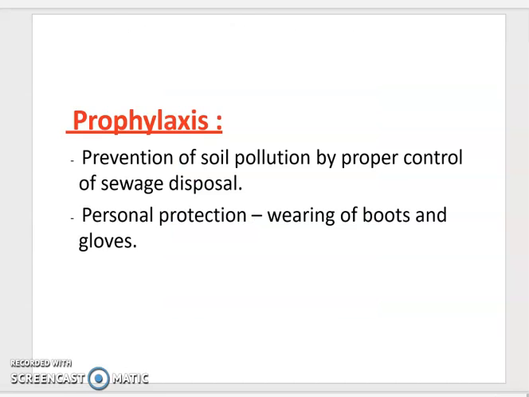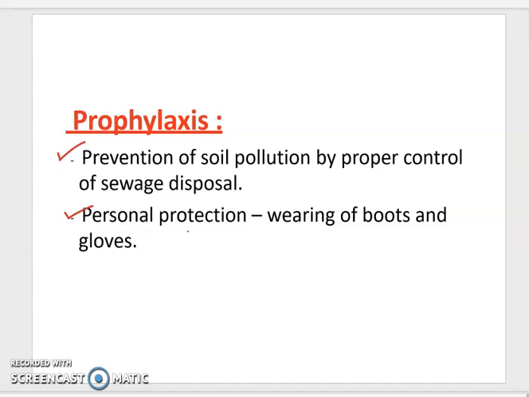Then, as for prevention or prophylaxis, what we can do is prevent soil pollution by proper control of sewage disposal, and personal protection by wearing boots and gloves. This can also prevent the entry of this hookworm into the body of a healthy person. So we can reduce the contamination.